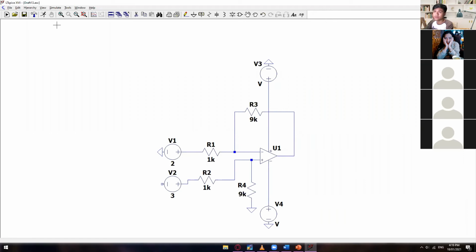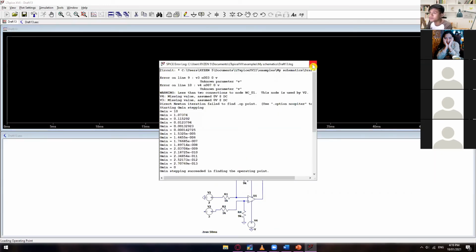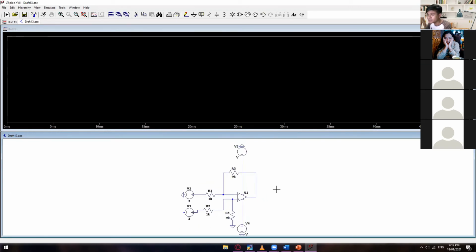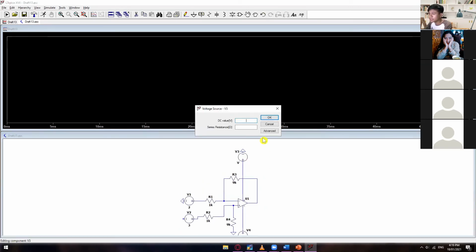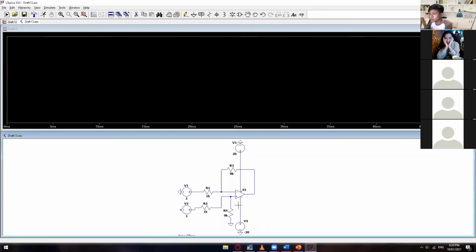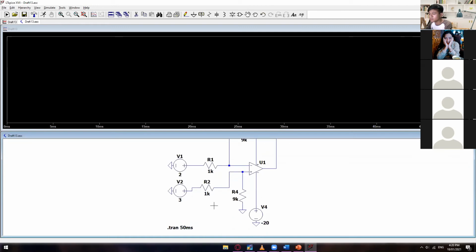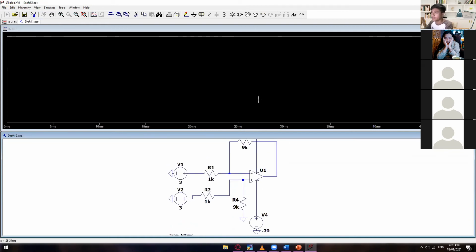So let's now try to simulate. Just click run, and we'll simulate this for 50 milliseconds. Oh, I guess there is an error. Sorry, I forgot to put the voltages for our rail voltage. So I'll put here positive 20 volts and negative 20 volts. And then we forgot to put the ground in here. Okay, so I guess that's it.